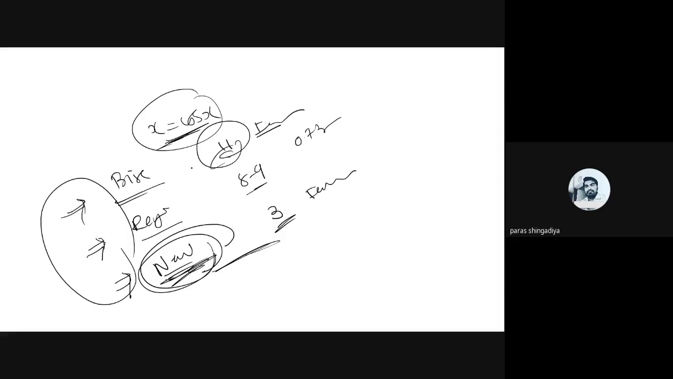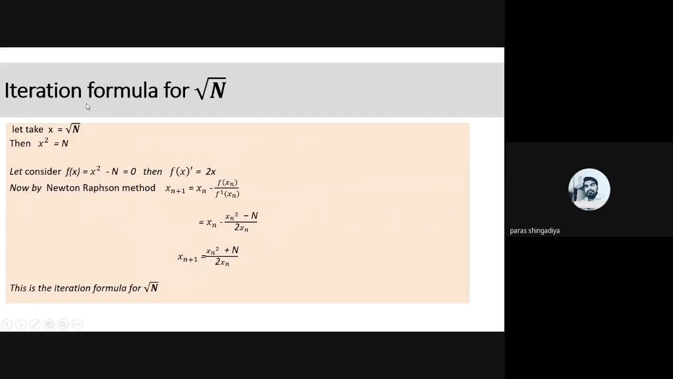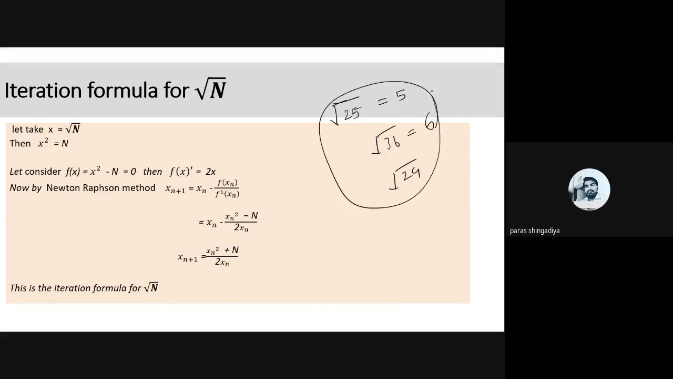And now, next one. We can also use this Newton-Raphson method to find the square root value. For example, we can easily solve it by calculator. For example, if we need the square root of 25, you can easily say it is 5. The square root of 36, we can easily say 6. Any value we can directly check from the calculator, but we have another way to derive the square root answer.